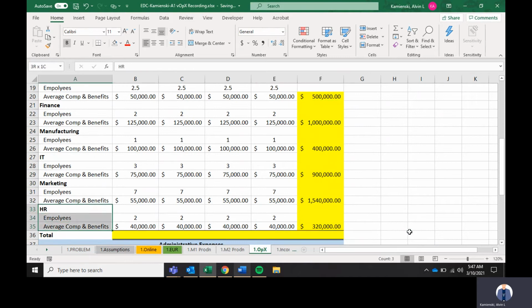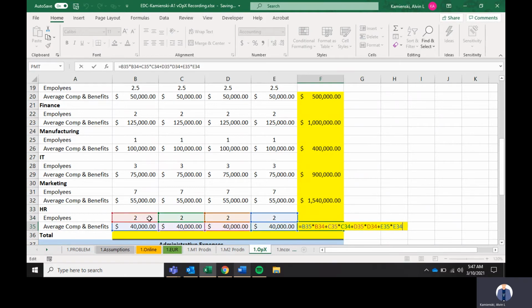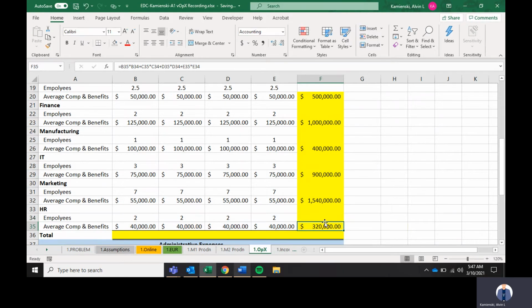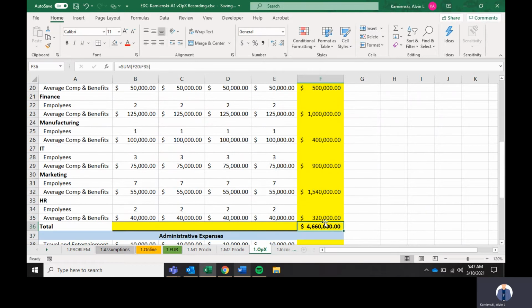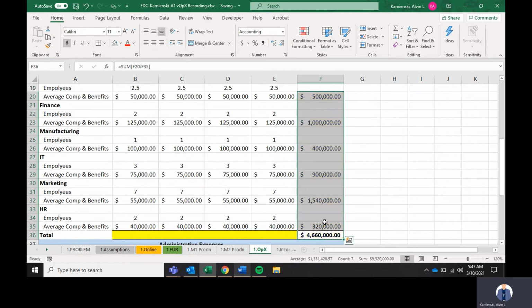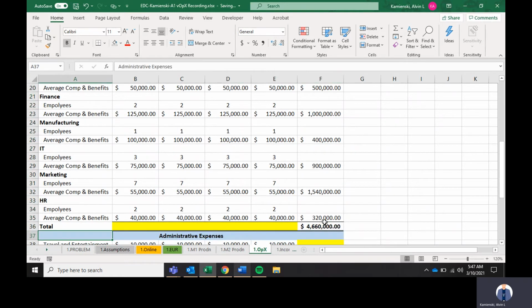So in the end, we're now talking about the HR staff. Because we built our formulas in our spreadsheet so well to begin with, I've got 2 employees making 40 grand each. That's 80. 80 times 4, I should expect to see 320. Beautiful. So how much does it cost me to have all the departments? That's an additional $4 million worth of labor that I can put in there.